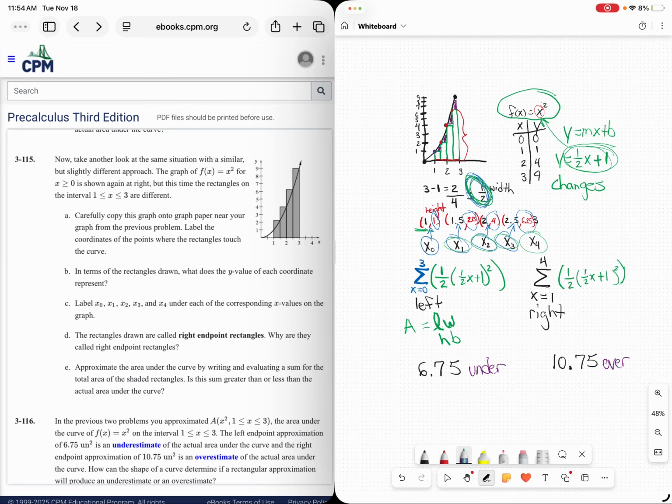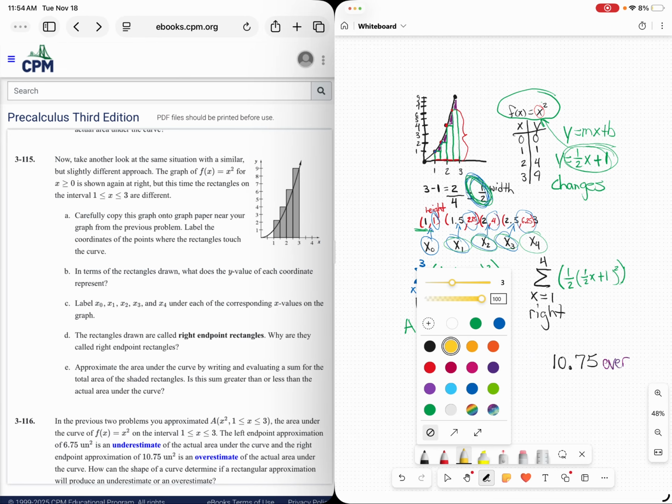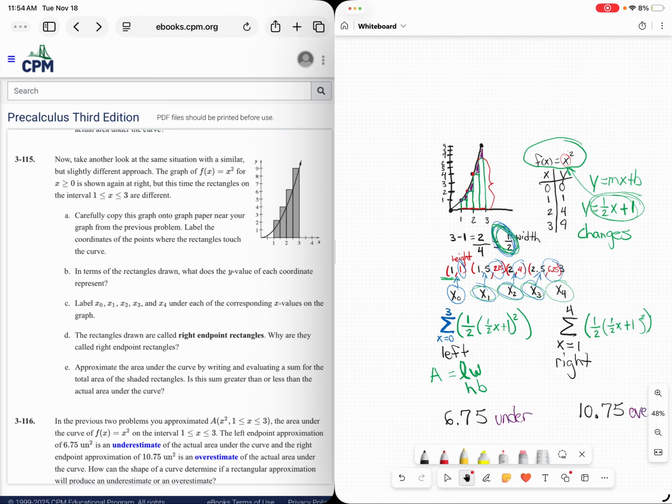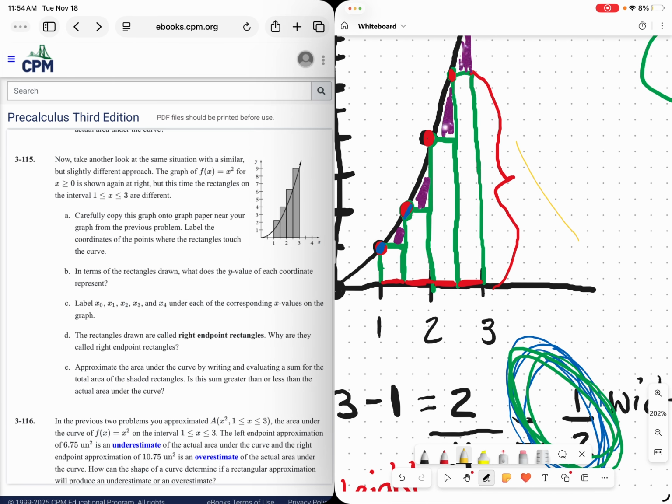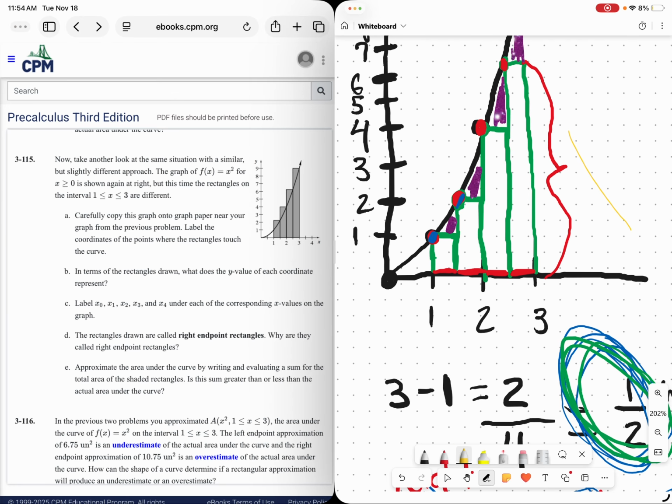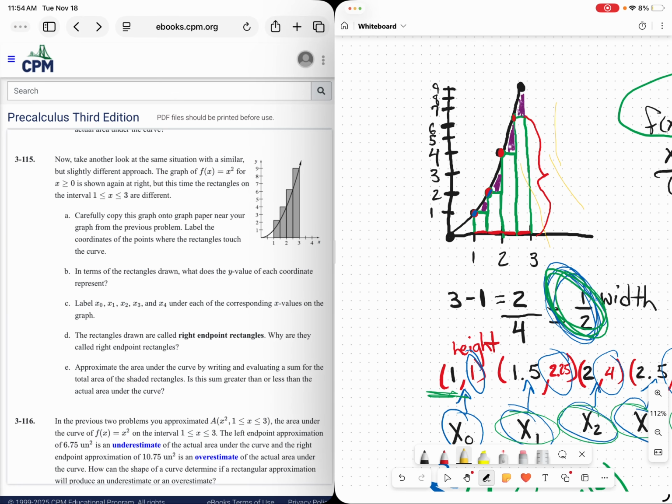So let's see if we can find a color that works here maybe. Okay, so let's draw right endpoint rectangles. So we're going to start from the right. Okay, so from the right, we're going to start here and go right and draw that rectangle and this one. And again, guys, these go all the way down to the x-axis. So right endpoint and right endpoint. So you can see the first point we start at there is actually this 1.5.